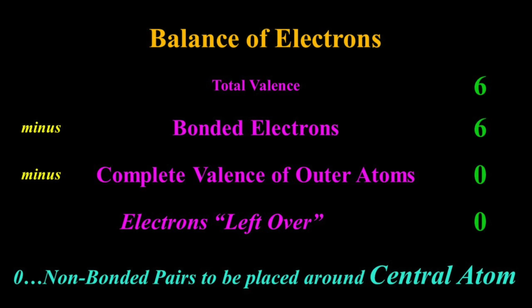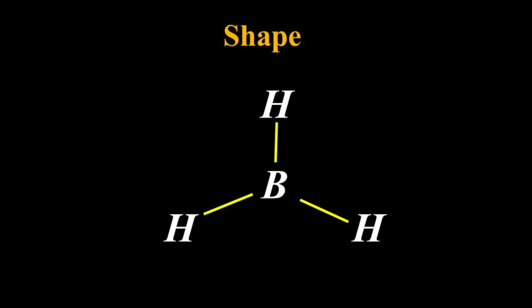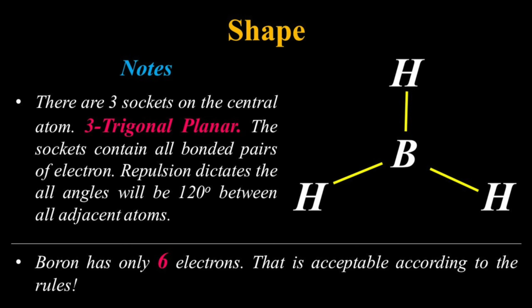Now, boron is a nonmetal, but it's also a metal. It's a metalloid. Metalloids may contain 6 electrons. A metalloid can be treated as a metal in this particular circumstance. So it's okay. It's going to have 6 electrons, and that's the end of it. So there are 3 sockets on the central atom, trigonal planar. The sockets contain all bonded pairs of electrons. Repulsion dictates that all the angles will be 120 degrees between all adjacent atoms.